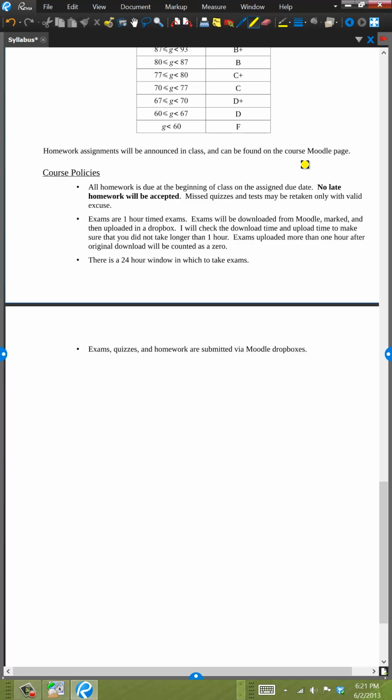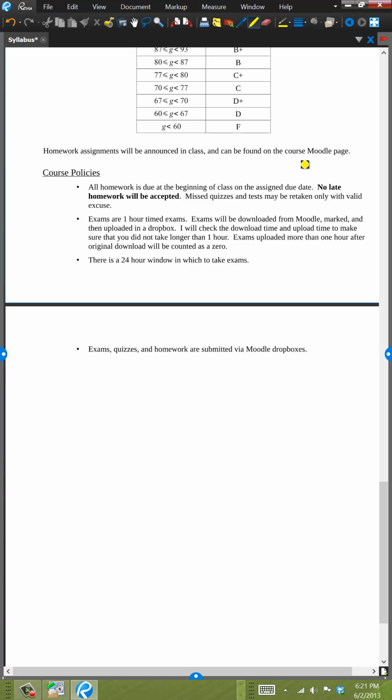So, course policies. Everything is due when the Dropbox closes on the assigned due date. So for each homework, there will be a PDF that is the homework assignment. You will do the homework, you'll scan it, and you'll submit it into a Dropbox on Moodle. When the Dropbox closes, that's it. No late homework will be accepted. Missed quizzes and tests, especially for an online class, you have to have a very valid excuse. I'm going to need some proof.